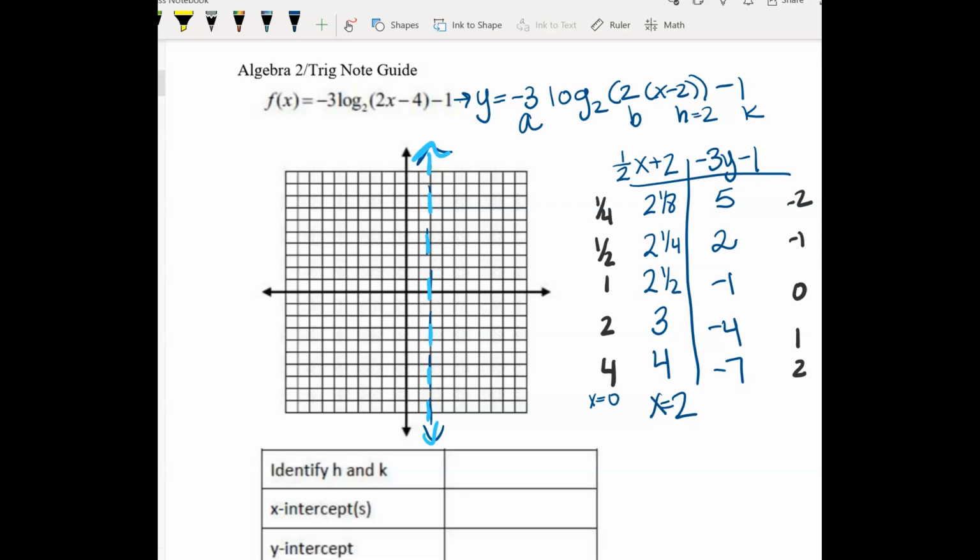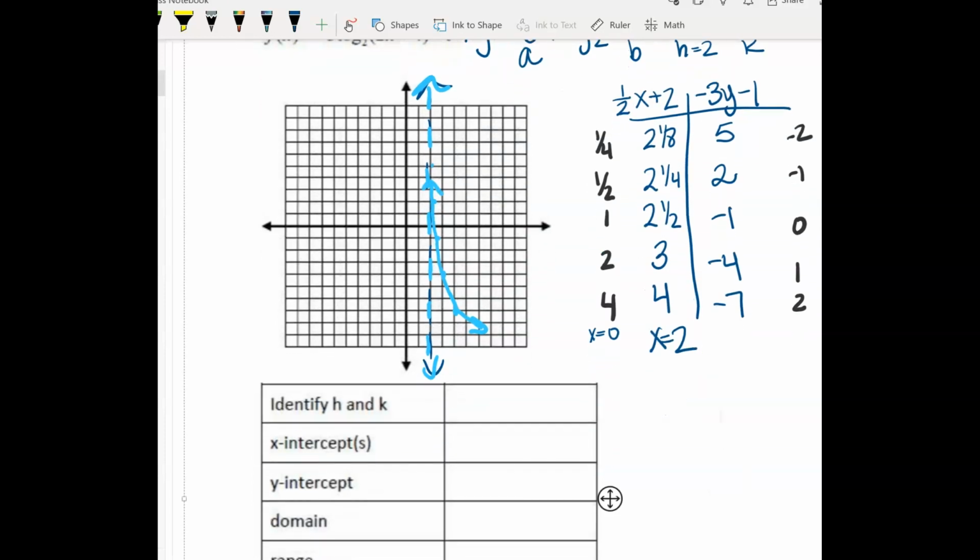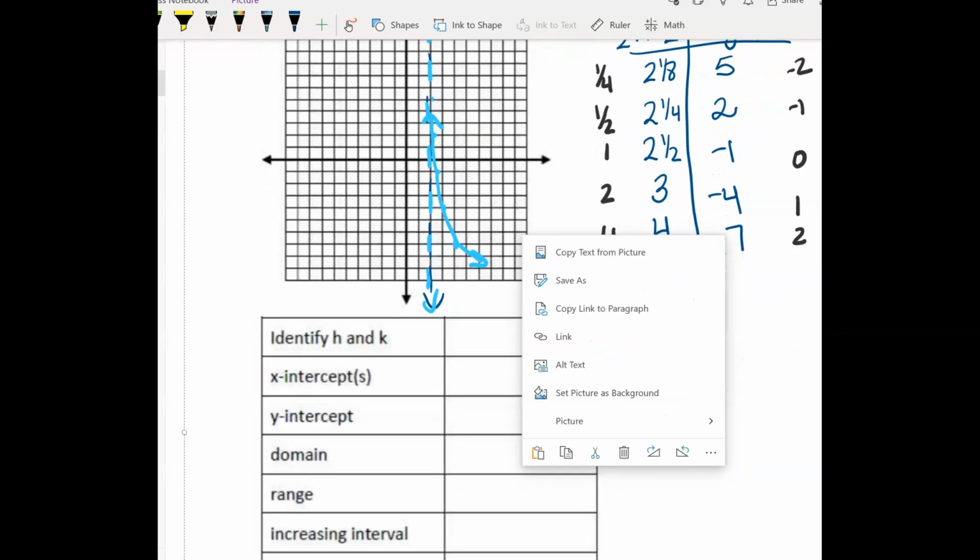So I have 2 1/8, 5. And I have 2 1/4, 2. 2 1/2, -1. 3, -4. And 4, -7. All right, so we see it curving a little bit away here like this. And then over here it's just getting closer to the asymptote. And there was a reflection, so it makes sense that it's facing this other way.